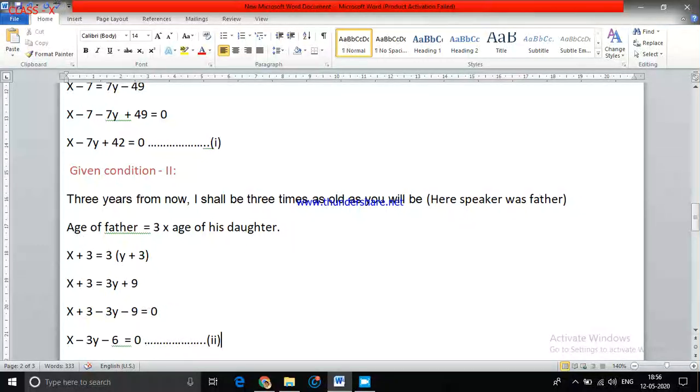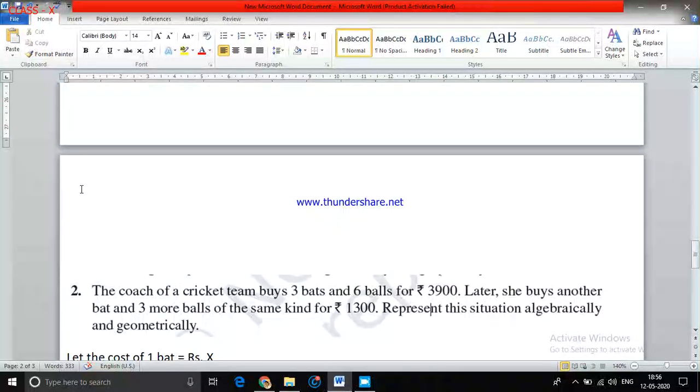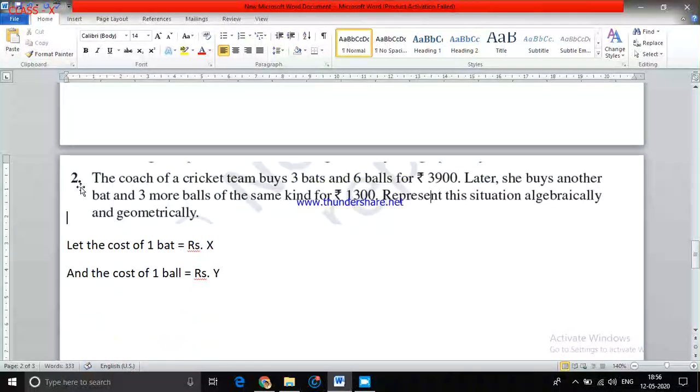equation number 2. Okay. You understand the word problem? How we got this equation number 1 and 2? And what are the cases they are given? How do we use those cases to get the linear equation in 2 variables? There are 2 equations and 2 variables x and y. Now how to solve this linear equation in 2 variables? We'll discuss later. Now let me take another example.